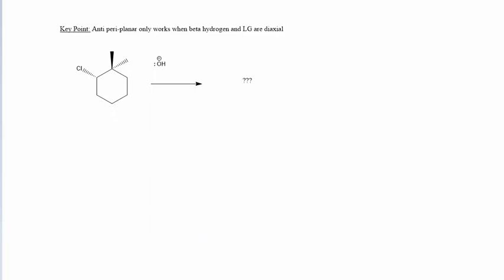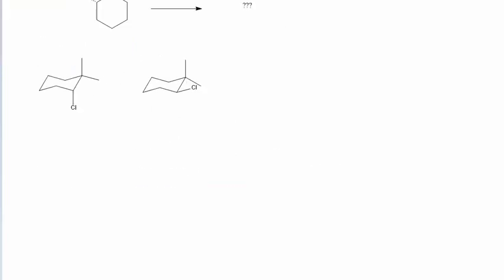Well, the first step is going to be drawing this in a chair. You should know how to do the chairs from previously in the semester, so I'm not going to go over that so much. So this is one chair, and this is the chair flip. In one of these conformations, the Cl is axial, and in the other, the Cl is equatorial. What I'll tell you is that an equatorial Cl is pretty much unreactive, and that goes up to this key point over here. Antiperiplanar only works when the beta hydrogen and leaving group are diaxial. So your Cl, your leaving group, needs to be axial.